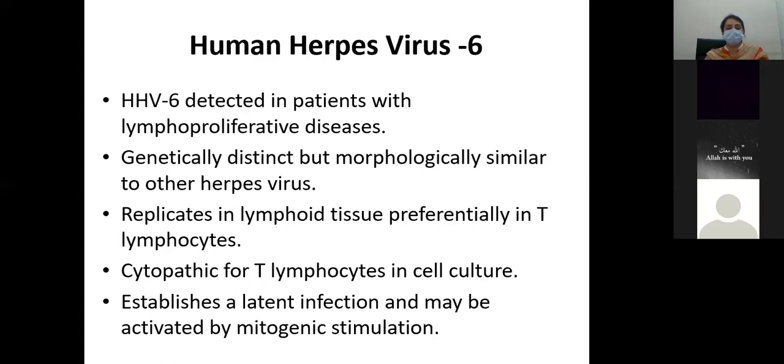Next is human herpes virus 6. It is detected in patients with lymphoproliferative disease. It is genetically distinct but morphologically similar to the other herpes viruses. In which tissue does it replicate? It replicates primarily in lymphoid tissue, in T lymphocytes, and is cytopathic for T lymphocytes in cell culture. It establishes a latent infection, and it may be activated by mitogenic stimulation.